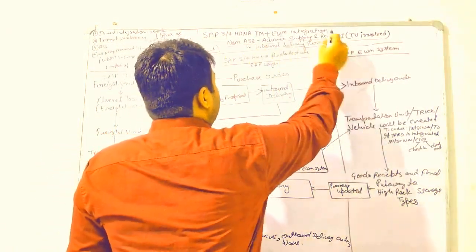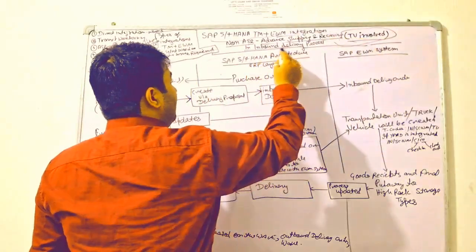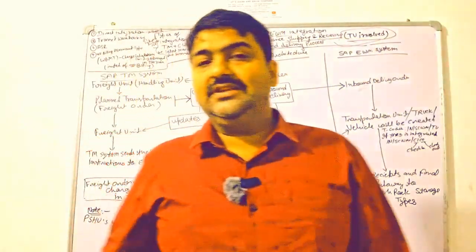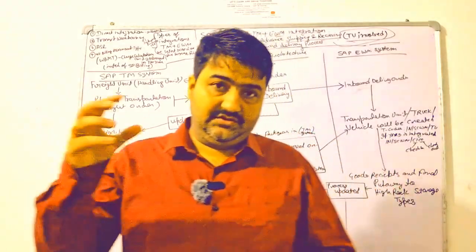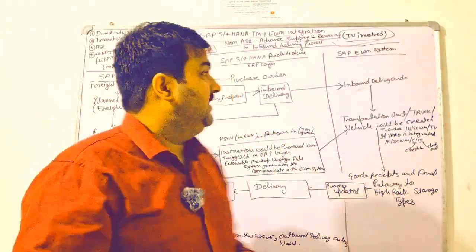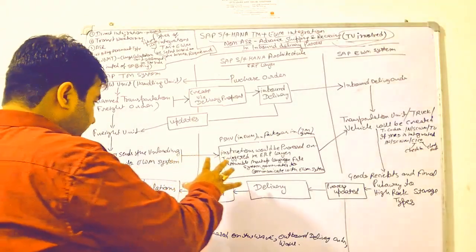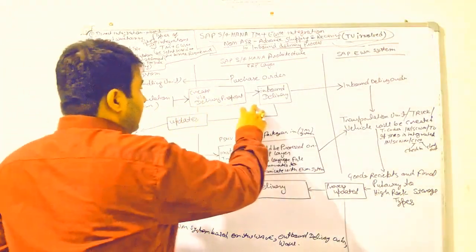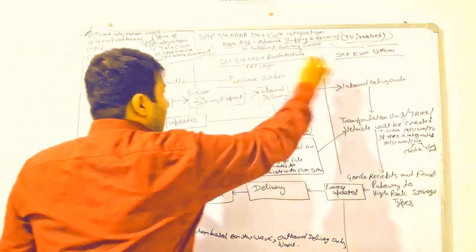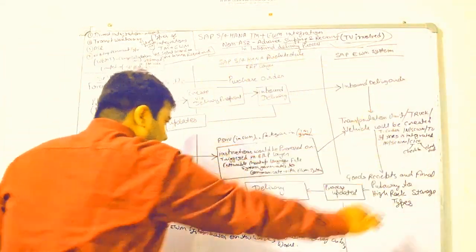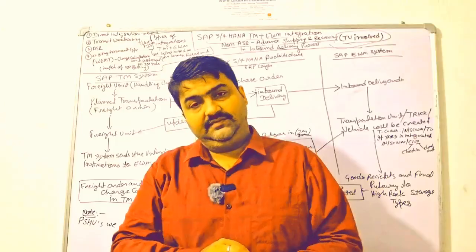SAP S/4HANA TM EWM integration, non-ASR advanced shipping and receiving, meaning TU is involved in the inbound delivery process. Today we are going to see the inbound delivery process. We receive some product from the vendor or supplier, and how do we process this? Before that, I will let you know, I put here three systems or architecture or layers. This is the S/4HANA architecture; this entire process comes under the SAP S/4HANA architecture.